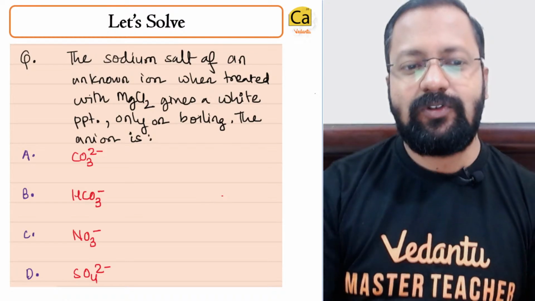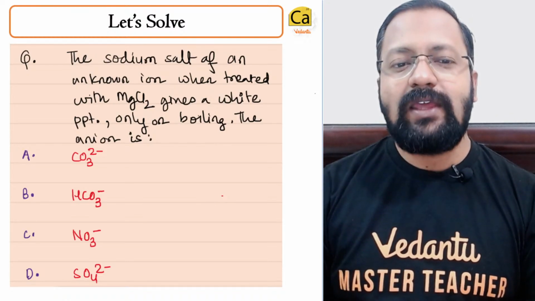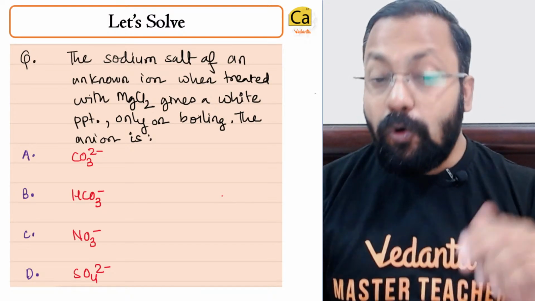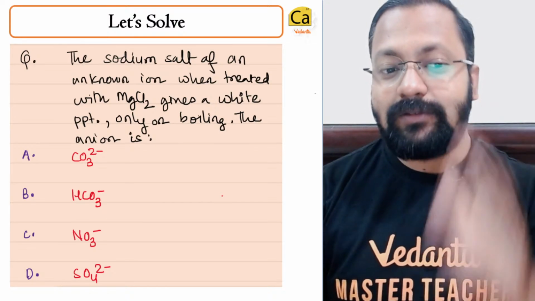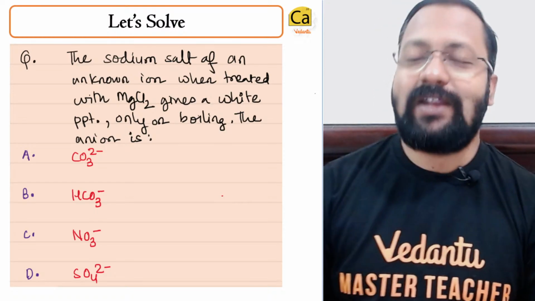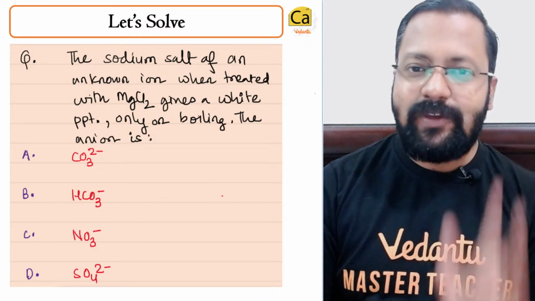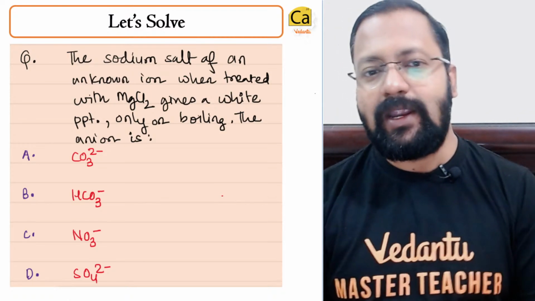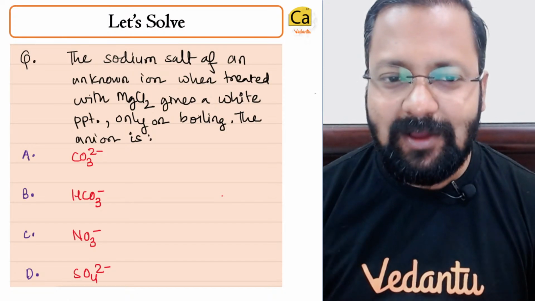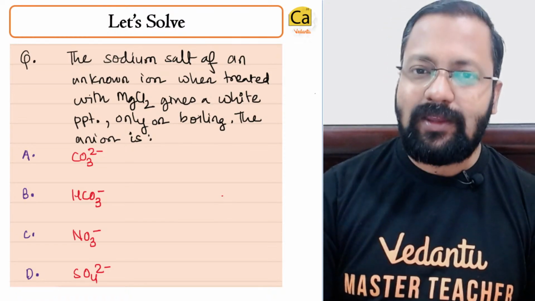Chalo, let's move on to the next question. The sodium salt of an unknown ion, when treated with magnesium chloride, gives a white precipitate only on boiling. Only on boiling. What is that anion? कौन सा anion है ऐसा which when reacts with magnesium chloride gives a white precipitate only on boiling.